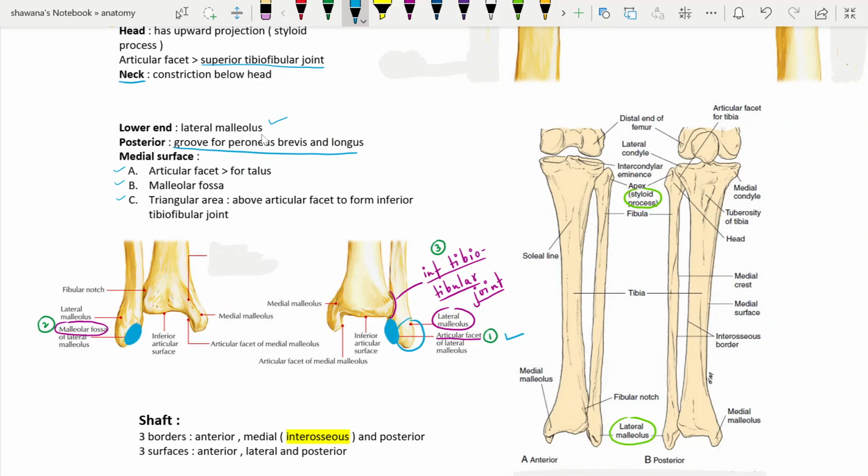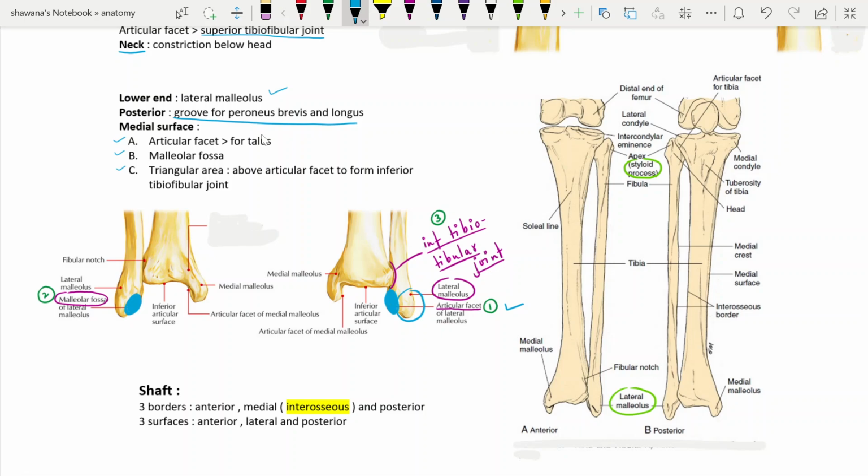So the fibula contains the lateral malleolus. It has a posterior groove for the peroneus brevis and longus muscles. The medial surface has an articular facet for the talus, the malleolar fossa, and a triangular area to form the inferior tibiofibular joint. The shaft of the fibula is the same as the tibia, but its interosseous border is the medial one, because the tibia is present on the medial aspect.